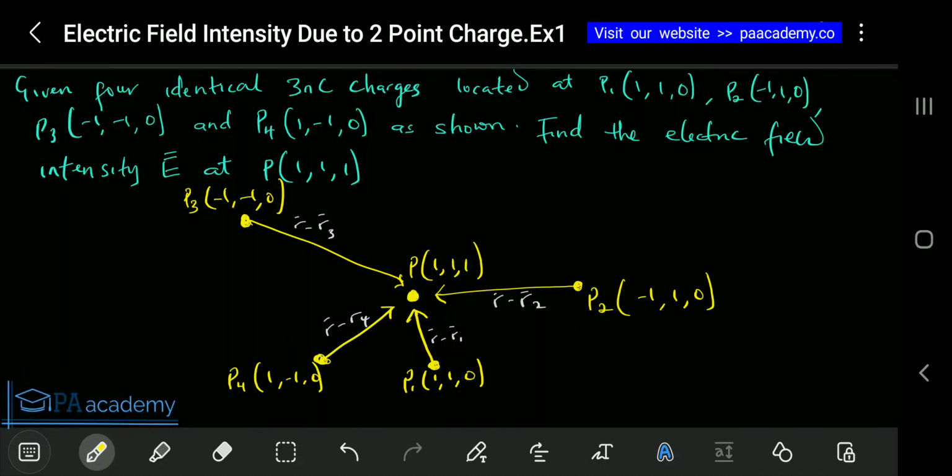In this video, we're going to be looking at this example under electric field intensity. This example is going to cover for the other two videos. I already explained what electric field intensity is all about. All right, so now let's look at it.